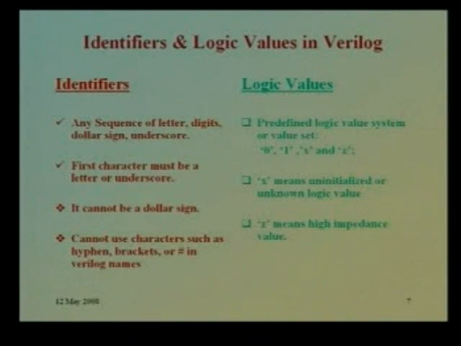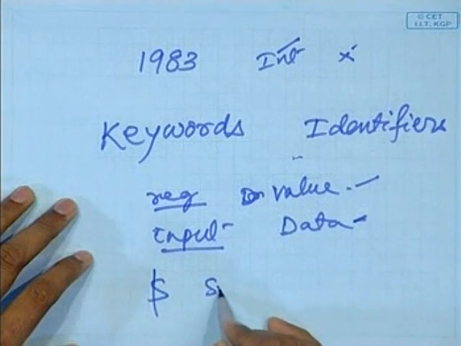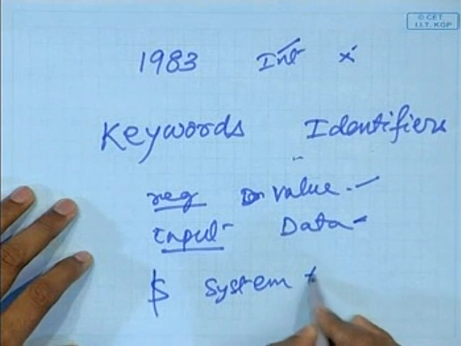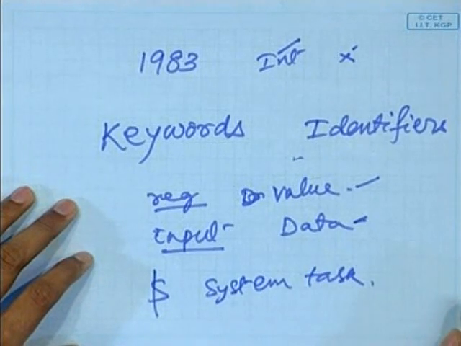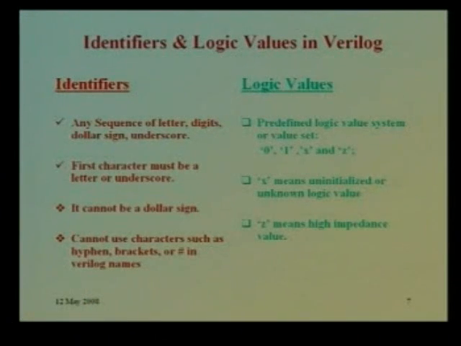The first character should not be a dollar sign, because the dollar sign is reserved for system tasks. I will talk about system tasks later. You also cannot use characters such as hyphen, bracket and hash, because these are used by the compiler.